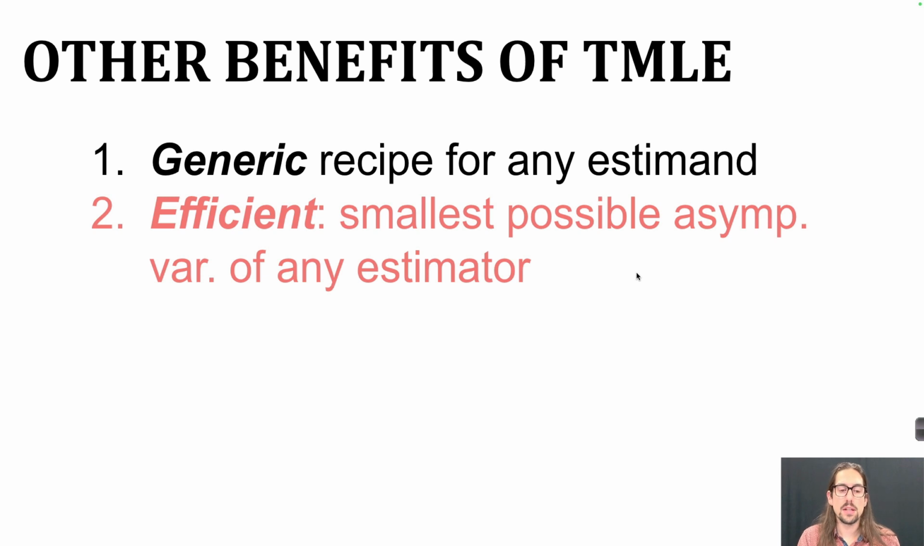Another benefit of TMLE, we'll talk a little bit more about this next time, I think, is that it's actually efficient. Out of any possible estimator that you could cook up, within any reasonable estimator, there are some mathematical regularity conditions we're not going to get into, but TMLE has the smallest possible sampling variance among those estimators.